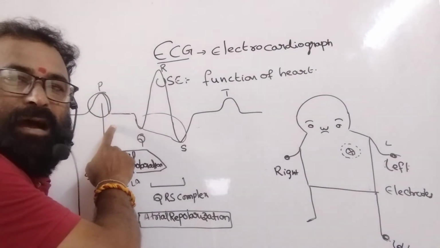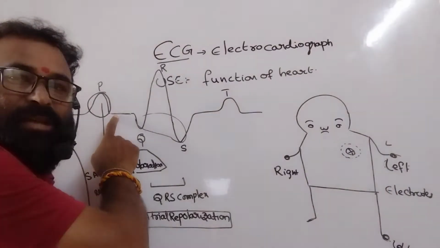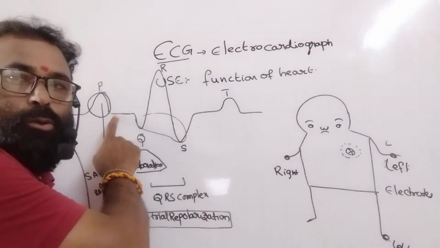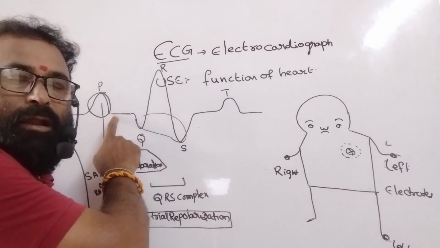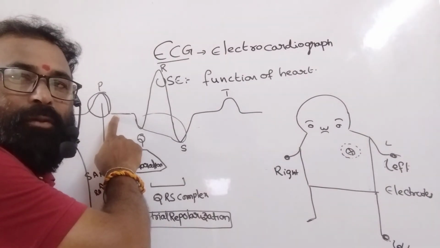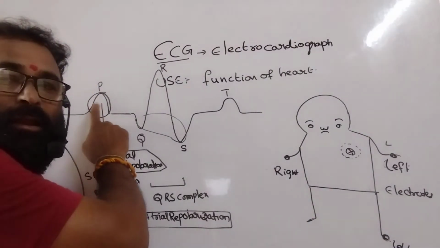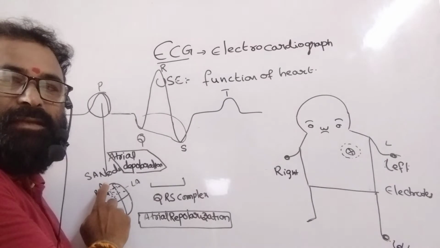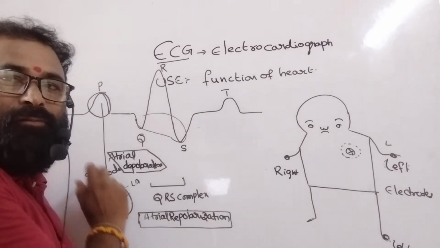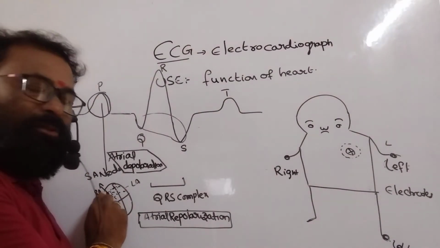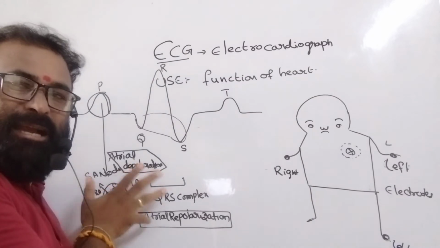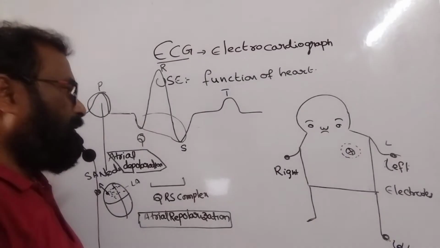Question asked like this: at the P wave, structurally and functionally, the heart shows A. Atrial depolarization, B. Atrial repolarization, C. Ventricular repolarization, D. Ventricular depolarization. Answer is atrial depolarization. The P wave indicates atrial depolarization, which means the action potential conducted from the SA node gets spread over the two atria.